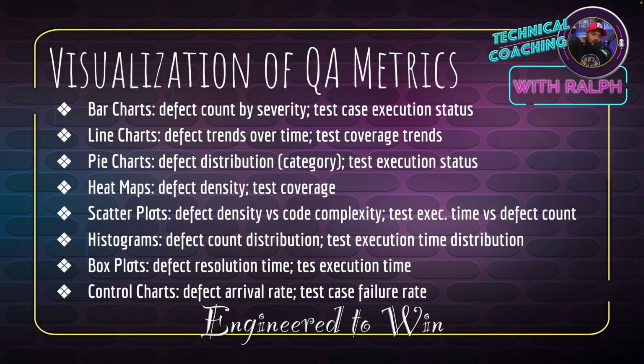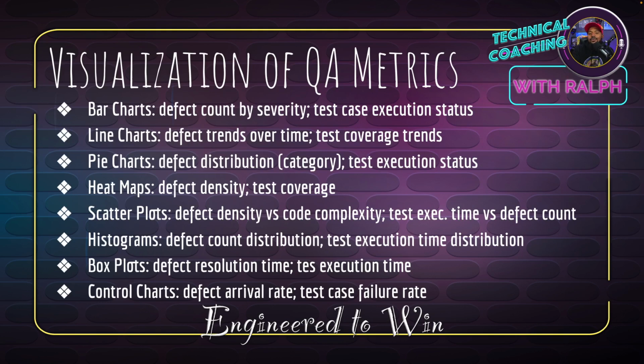So how do we visualize these metrics, right? So there's going to be bar charts or bar graphs, line charts, pie charts, heat maps, scatter plots, histograms, box plots, control charts. And let's just talk about what each of them are, right? Not what they are, but how can you use them? So bar charts and bar graphs.